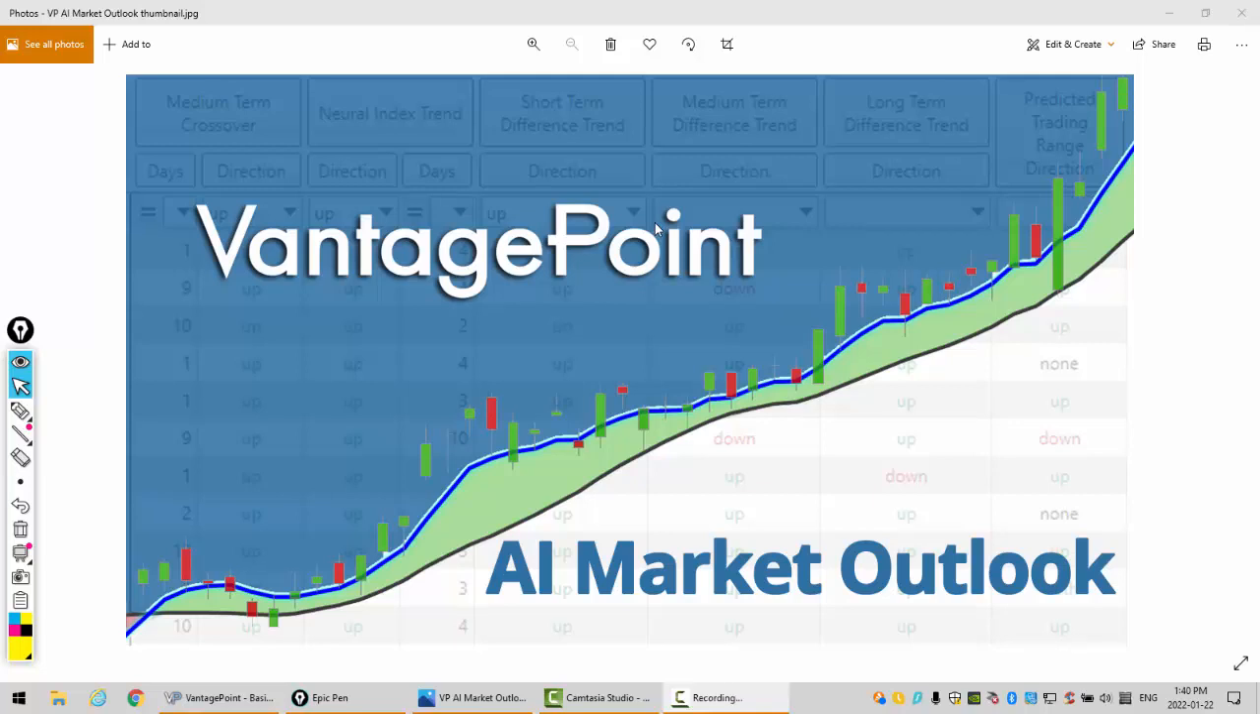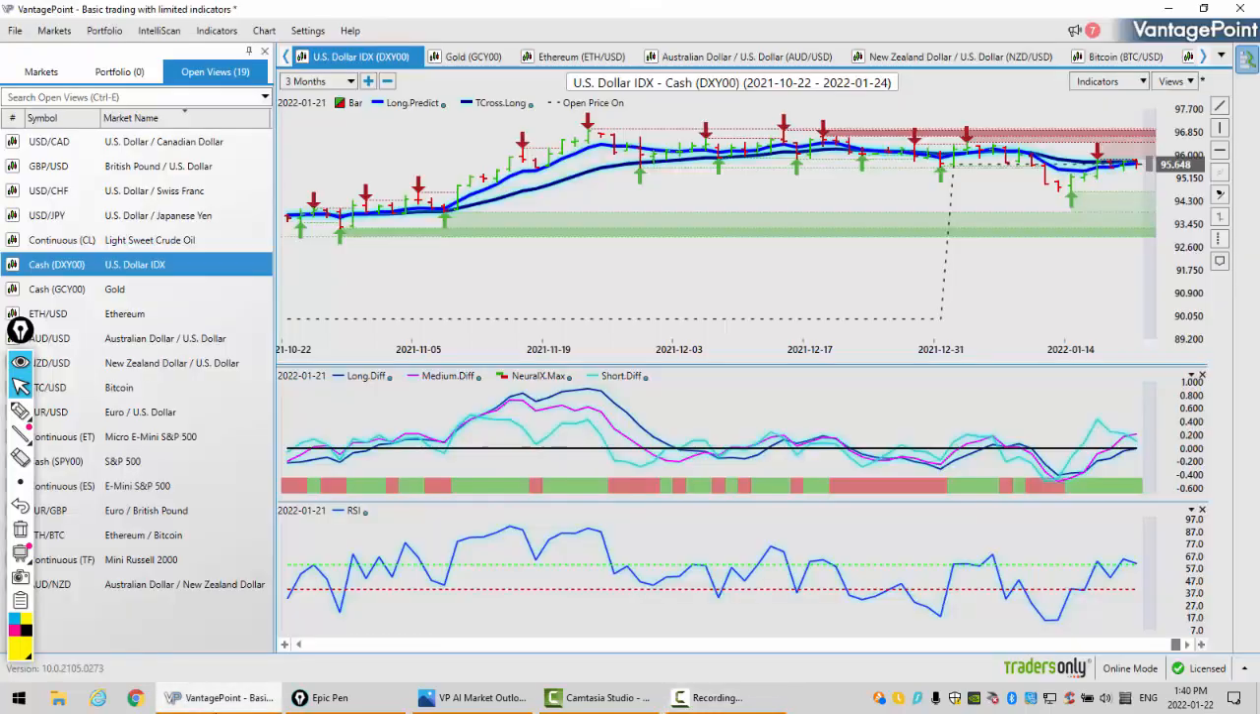My name is Greg Furman, and this is the Vantage Point AI Market Outlook for the week of January the 24th, 2022. Now, to get started this week, we're going to begin where we always do with that very important US dollar index.